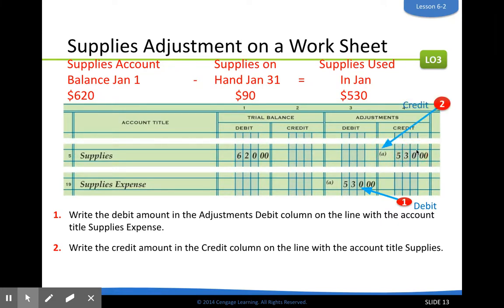So that is our two adjustments. You'll notice that we have these tiny little A's here to show that these two numbers go together. They're for the same adjustment. So we're increasing supplies expense with a debit. We're decreasing supplies with a credit. So that is our adjustment for supplies, to make sure that our balance for supplies shows how much we truly have in our supply closet.